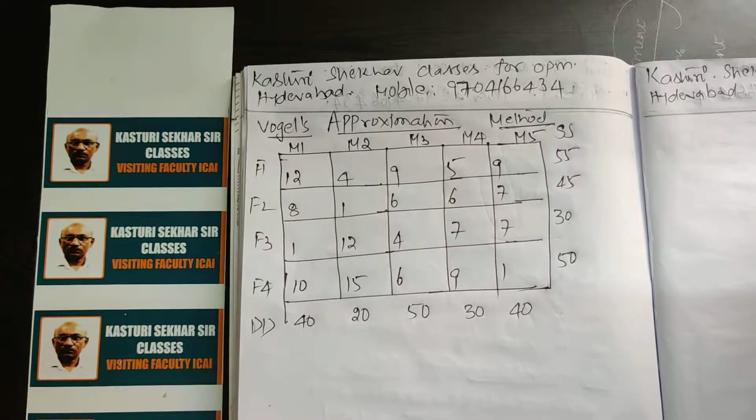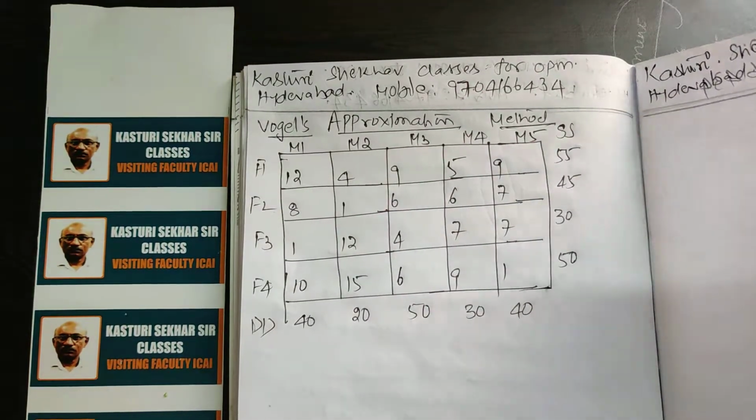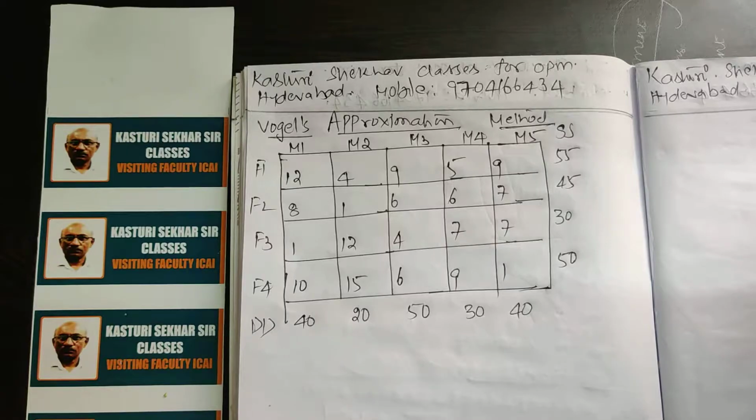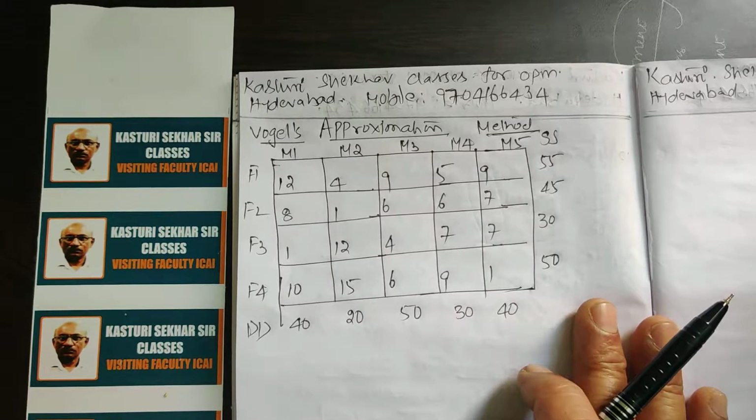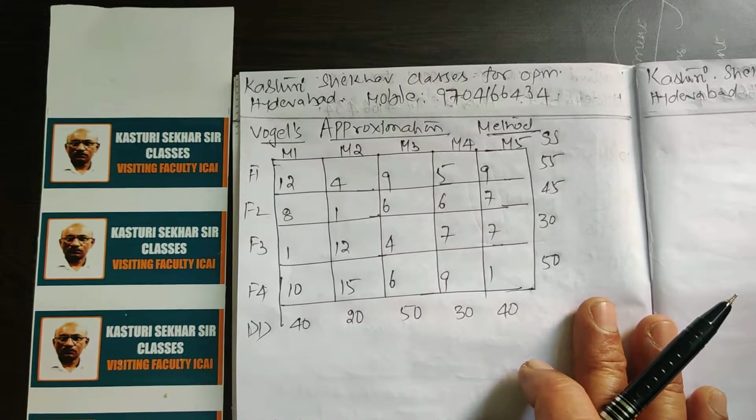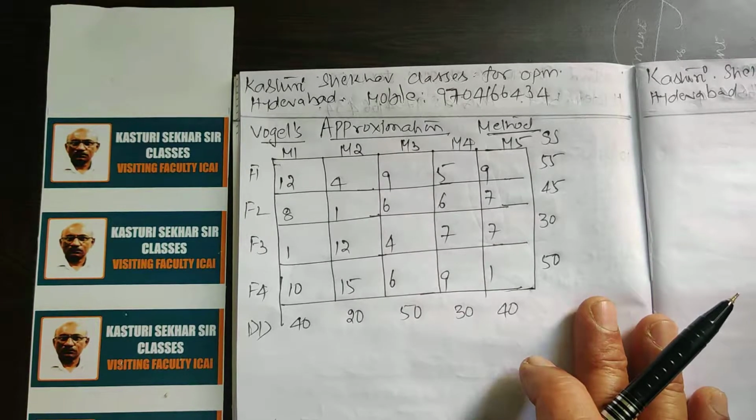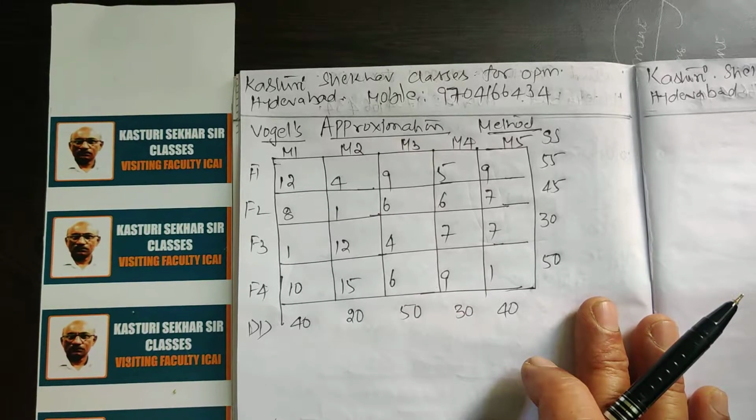We are in the process of discussing various methods of transportation to find an initial solution. In my previous two videos, I discussed the northwest corner rule and the least cost method. Now in this video, I'll tell you the method of finding an initial solution by Vogel's approximation. This is Vogel's approximation method. This method is also known as the penalties method or identifying the opportunity cost.